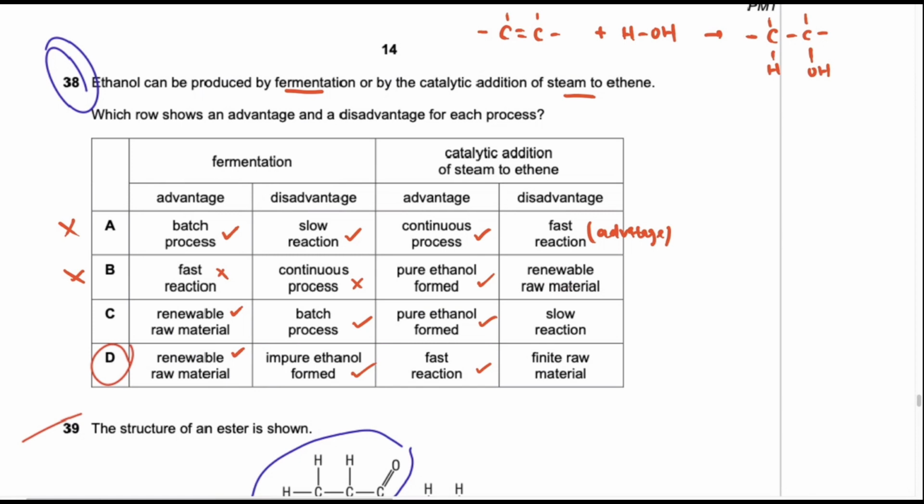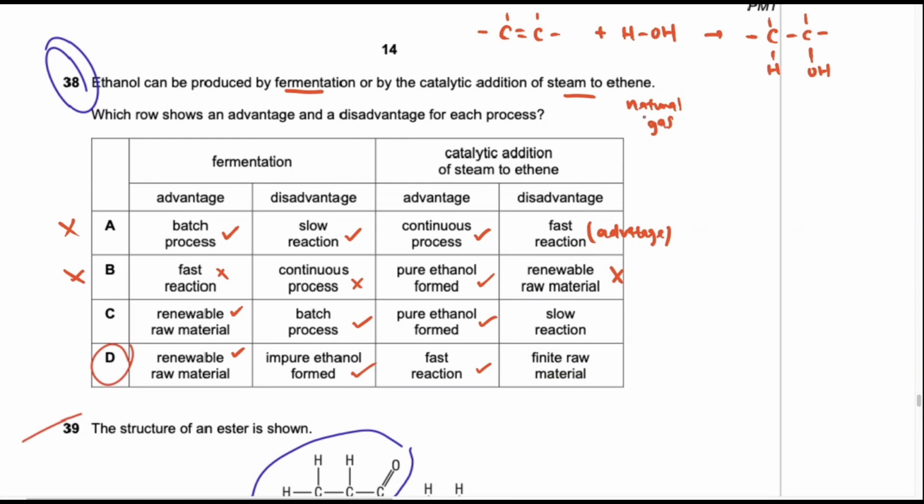Renewable raw material, this one is wrong, because the ethene that we get here is from natural gas. Natural gas is obtained from underground. So that's why renewable raw material is wrong. Natural gas is limited. It's non-renewable. I have to say that.